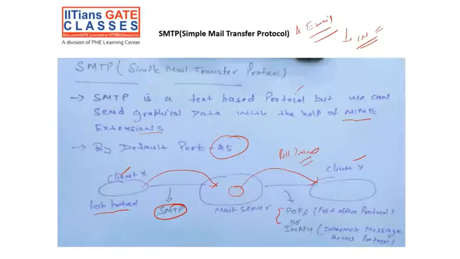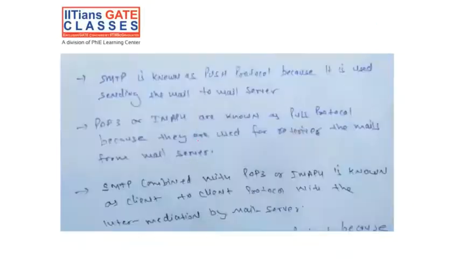So SMTP only does client to server. That's it. But from server to client, there is a different protocol, a pull protocol. Which protocols? POP3 and IMAP4. POP3 means Post Office Protocol and IMAP4 means Internet Message Access Protocol, mainly for mail from server to client.